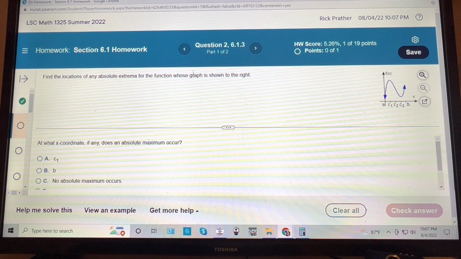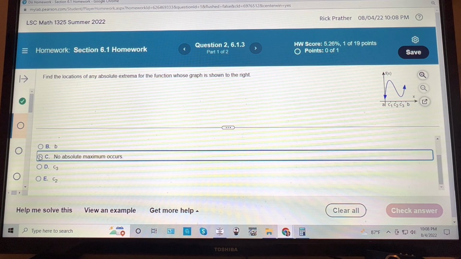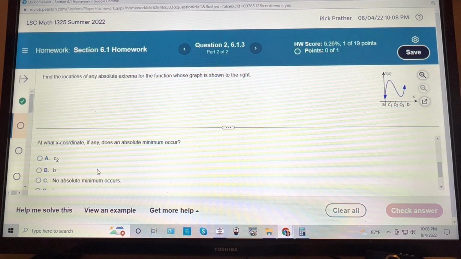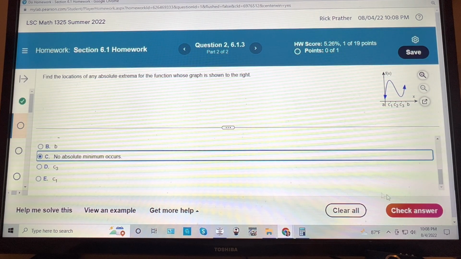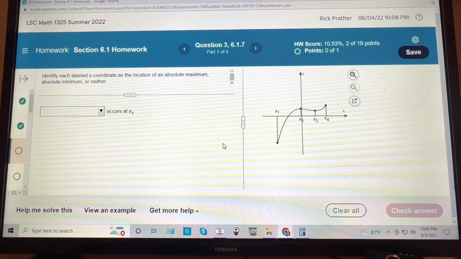Looks like the same problem. 6.1, 6.3, okay. The graph didn't really change though. So I'm not sure why they're giving me this problem twice. No maximum. No minimum. Okay, so that was because it went up and down forever, that happened.